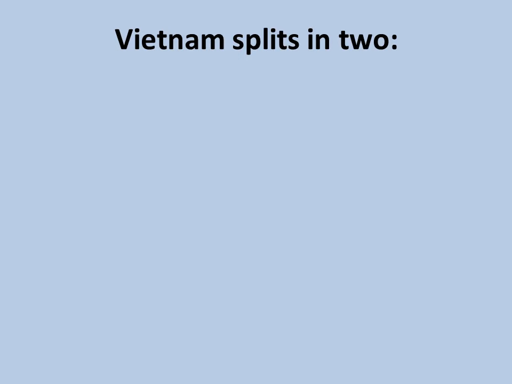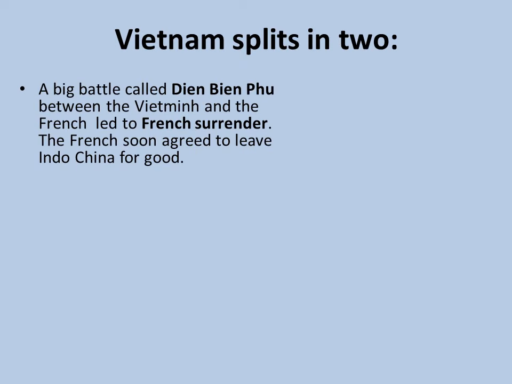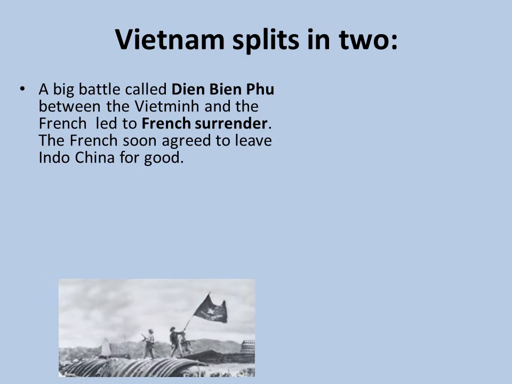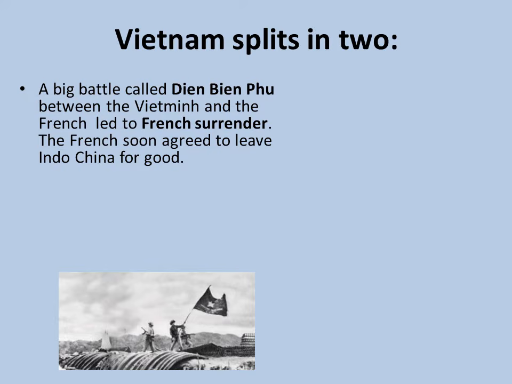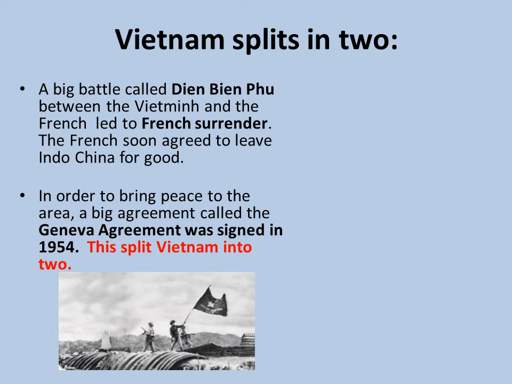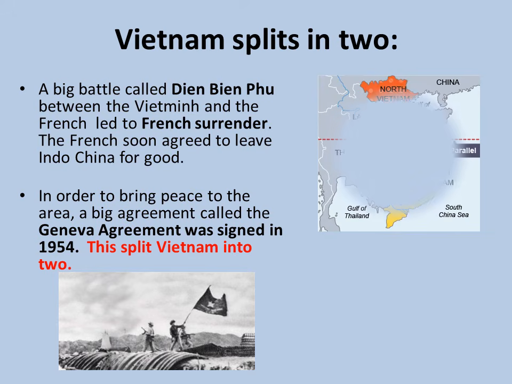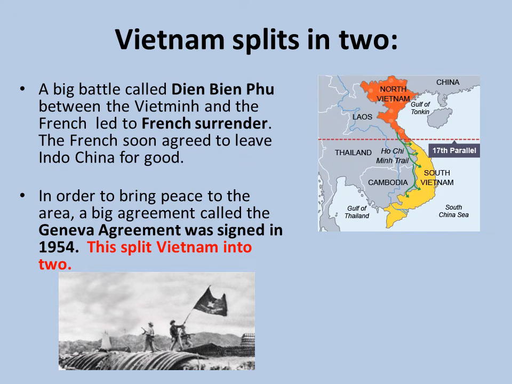Finally, the conflict drew to a close with a big battle called Dien Bien Phu between the Viet Minh and the French, which led to the French surrender, and the French soon agreed to leave Indochina for good. Of course, a lasting peace had to be brought about, and in order to do so, a big agreement called the Geneva Agreement was signed by several countries in 1954, and this split Vietnam into two, as the image shows on the right, north and south.